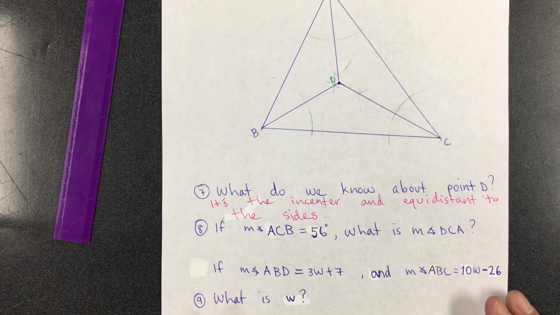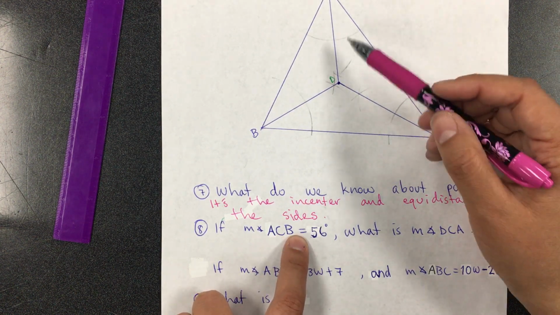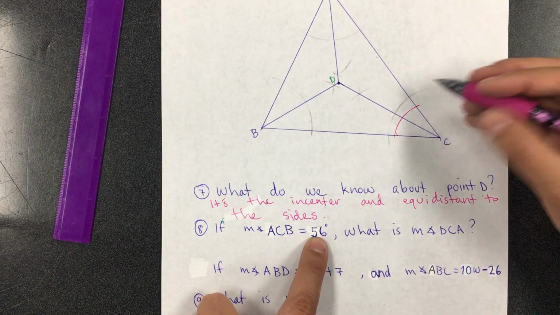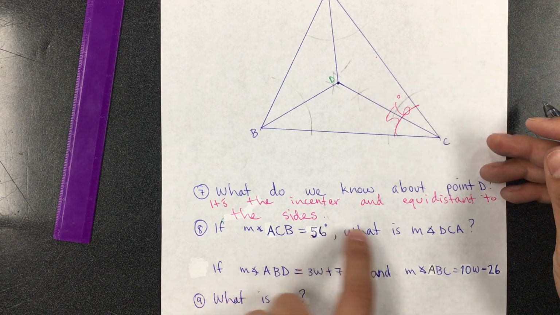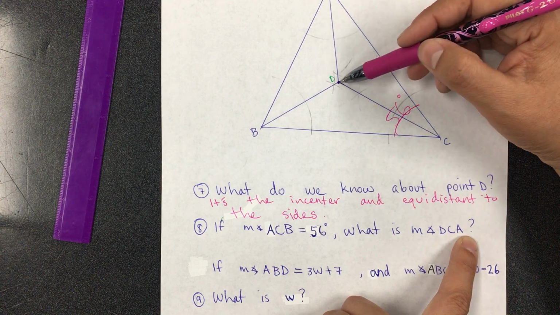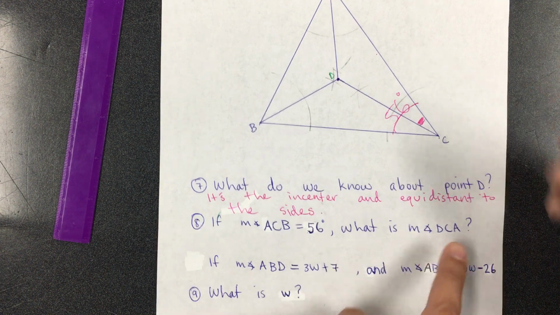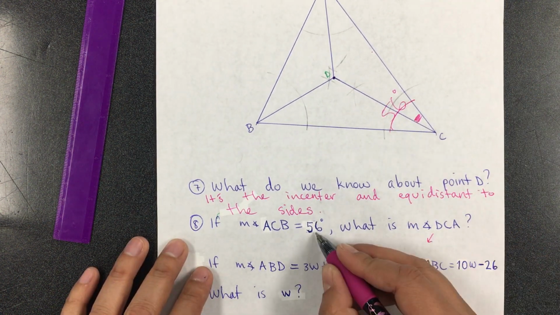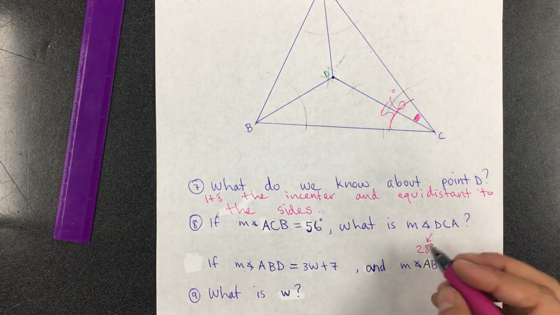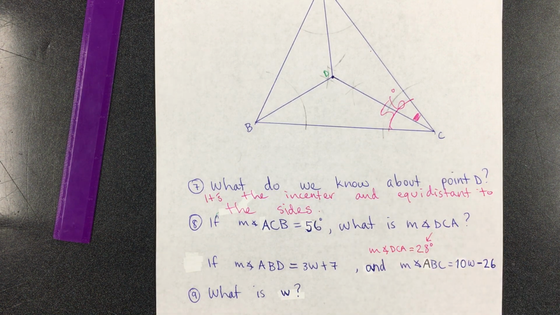Okay? Then it says, if measurement of angle ACB, that means the whole thing is 56 degrees. What is measurement of angle DCA? DCA is only this part right here, half of it. That means that that measurement is going to be half of 56, which is 28 degrees. Okay, so we can say that measurement of angle DCA equals 28 degrees.